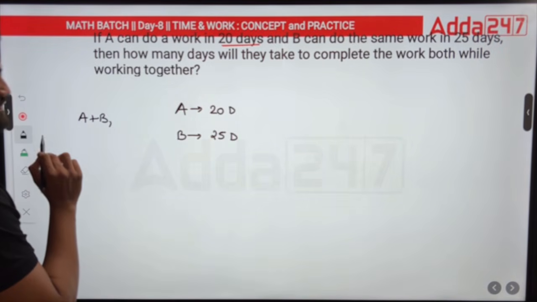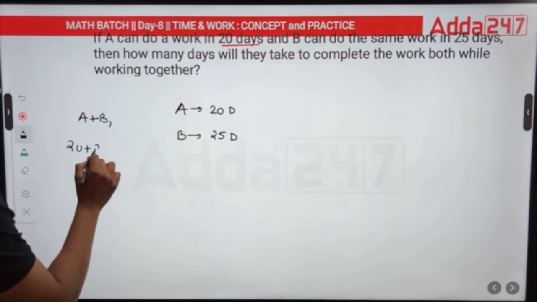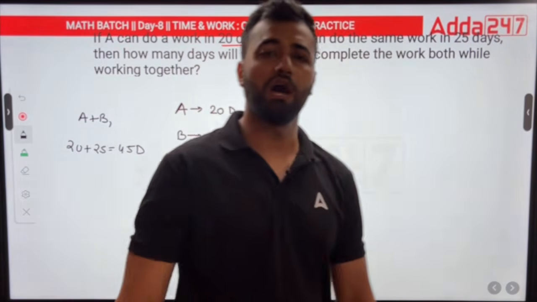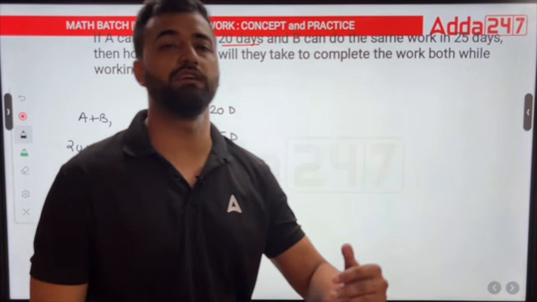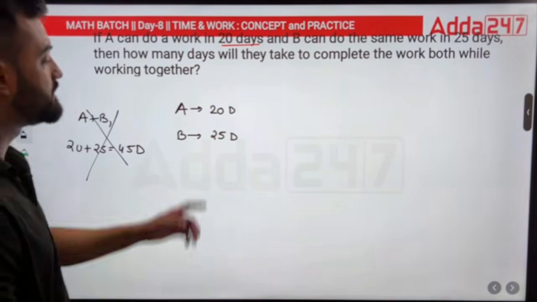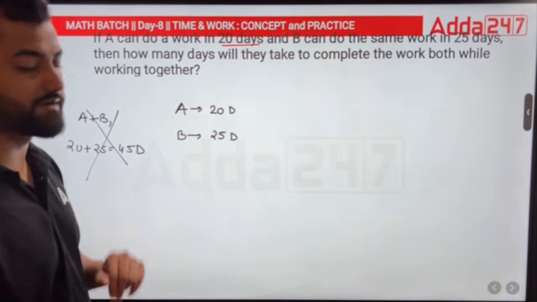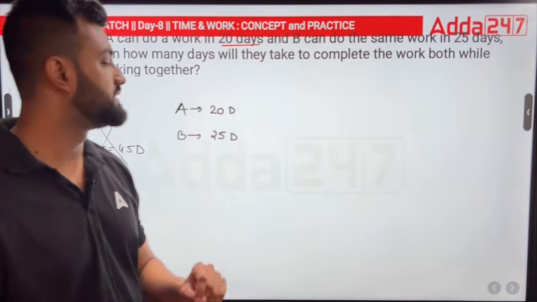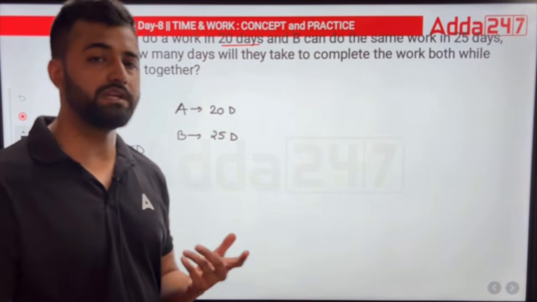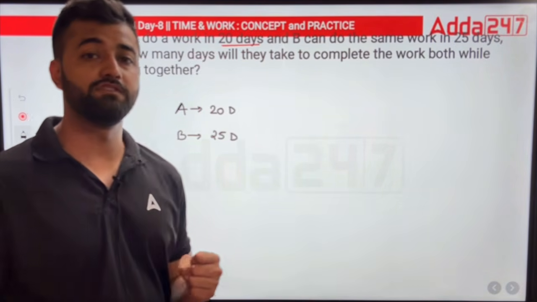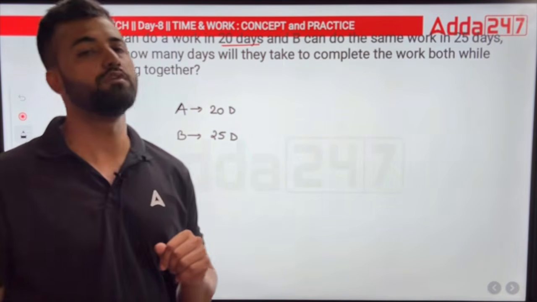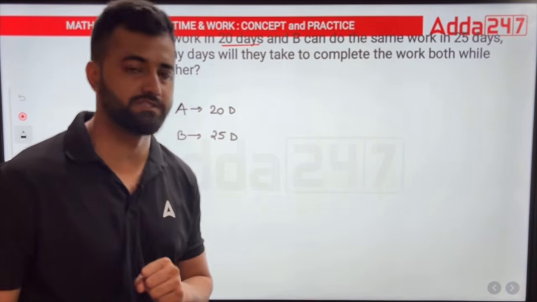So in that case, many students do 20 plus 25, so 45 days. But do you think this makes sense? You would say no, right? How can two persons working together take more number of days? It's not possible, right? If A alone takes 20 days and B alone takes 25 days, then if they work together, obviously the number of days should be lesser, because they'll complete the work quicker. So this is why we need to compare them on the basis of their efficiency. Got it? Why are we getting efficiency? Because just by seeing time, we won't be able to get the answer. That is why we want to get the efficiency.